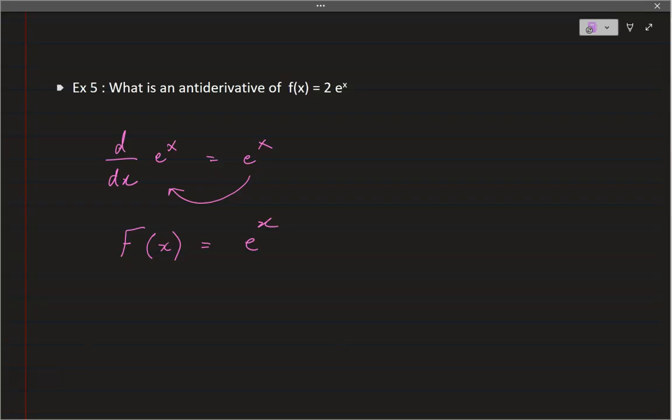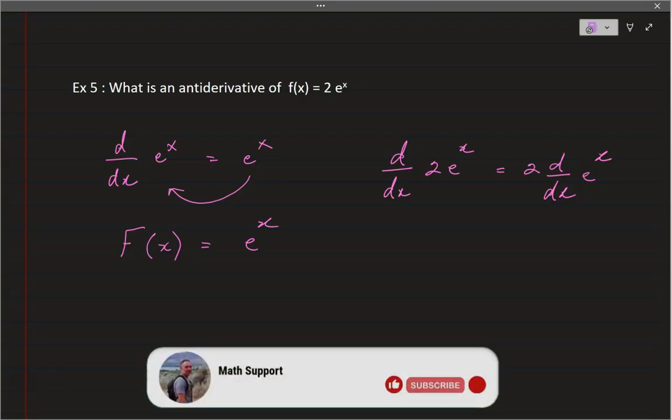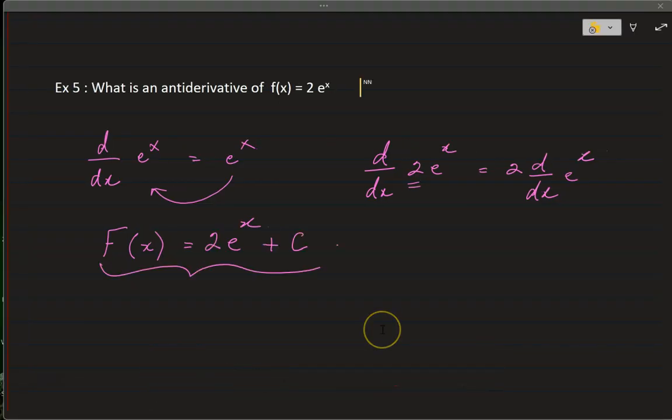And remember, d/dx of 2 times e to the x is 2 times d/dx of e to the x. That's not going to change, right? So it doesn't matter what I have in front, this constant isn't going to change it. So the 2 goes in front, and then you take the derivative of e to the x, and the final answer will be f of x equal to 2 times e to the x, plus c. If you don't have the plus c, that will give you one of the antiderivatives, and when you add the plus c, then you will have many of them, the general form.